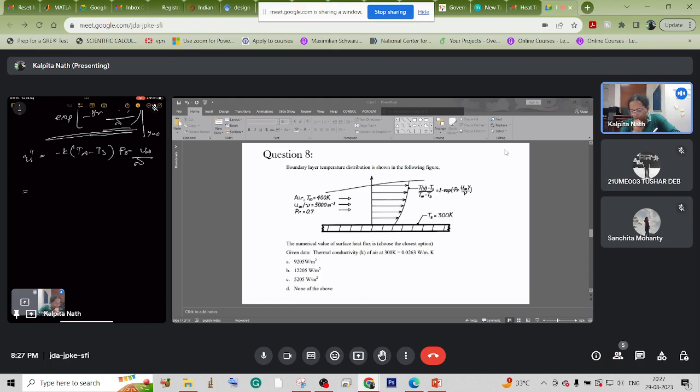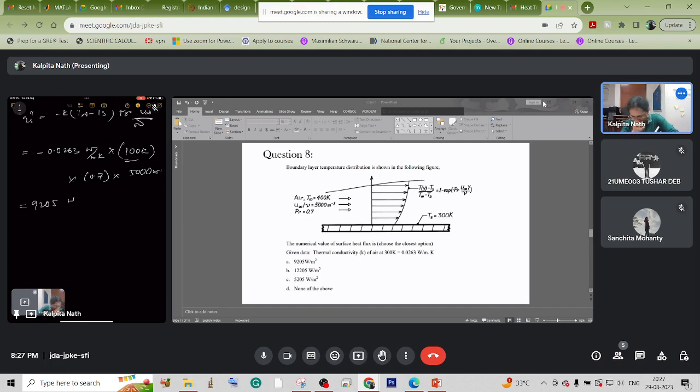This is the value we will put: minus 0.0263 watt per meter Kelvin, into the temperature difference of 100 Kelvin. How? Because the air temperature is 400 and the surface temperature is 300, so this becomes 100 Kelvin. The Prandtl number is 0.7, already given. And another thing is the velocity term, which is 5000 per meter. If we solve this, we get 9205 watt per meter square. Nice. We don't need the minus, only the numerical value, that is 9205. This is the option. Understood?